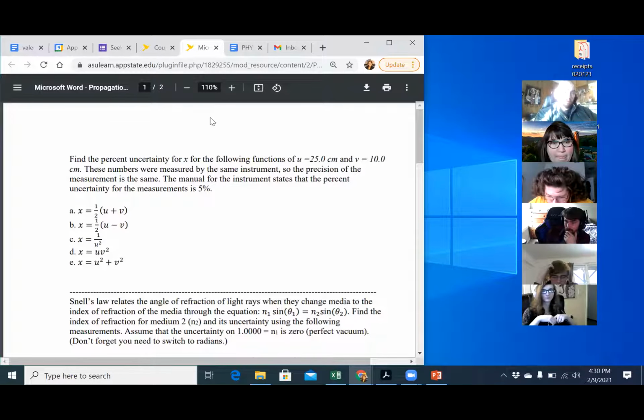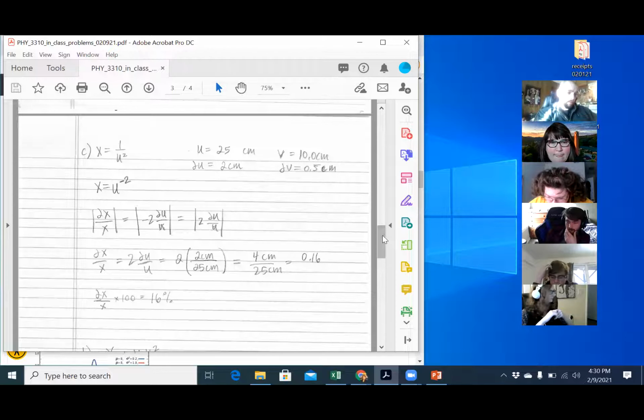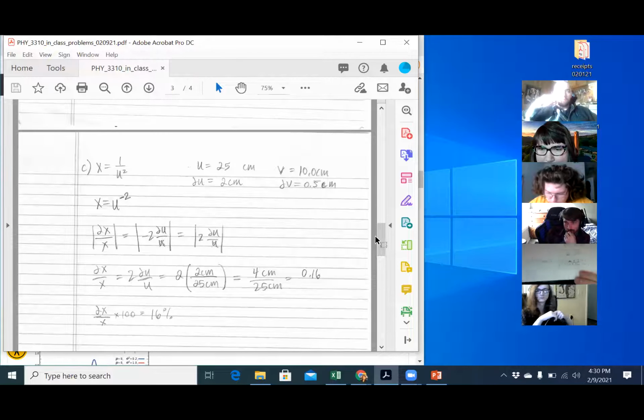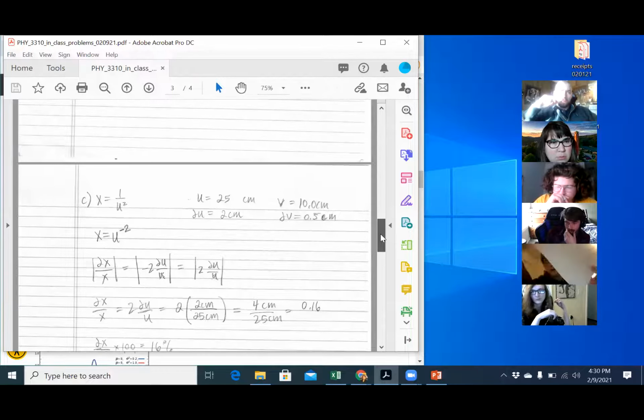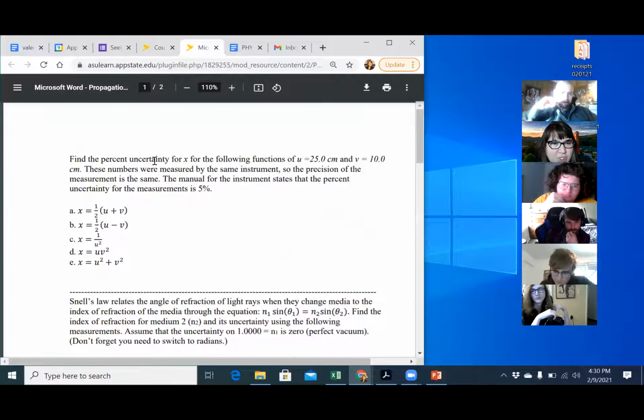I got x equals 0.0016 plus or minus 0.0002 centimeters. Say that again. Okay. So you were supposed to find the fractional uncertainty or the percent uncertainty. Oh, right? I thought we were just supposed to get the full thing. The percent uncertainty would be, I think, 10%. We should have about the same.